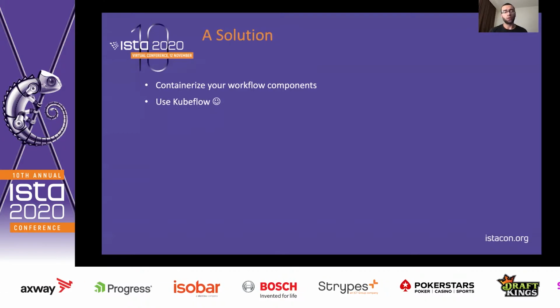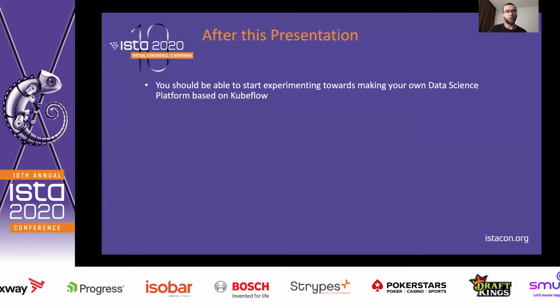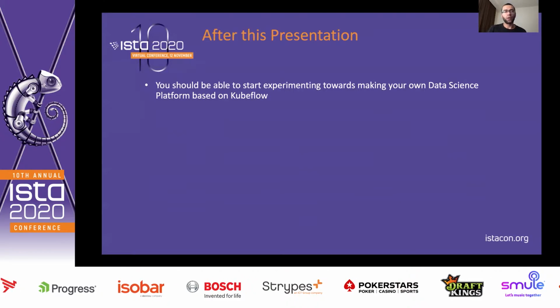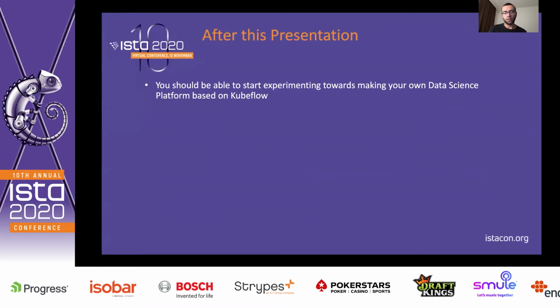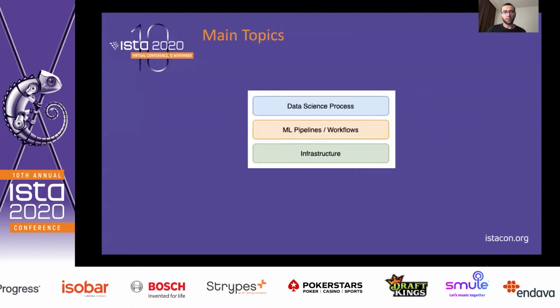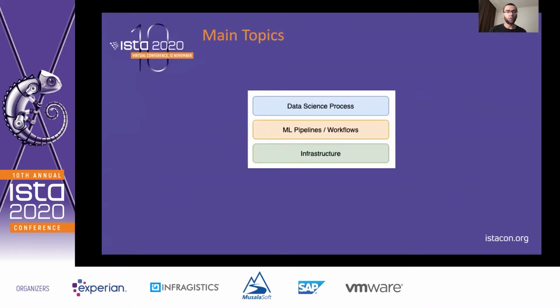Okay, so that is the main problem, and one solution, and a popular one, is to containerize your workflow components and to use Kubeflow. And that's what we will cover now. So after the presentation, you should be able to start experimenting for making your own data science platform based on Kubeflow. The main topics are data science process, so that is on the top level. Then we will cover machine learning pipelines and workflows. And finally, we will cover infrastructure, and this is where we will mention Kubeflow.